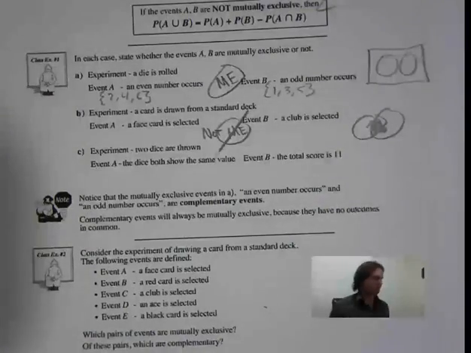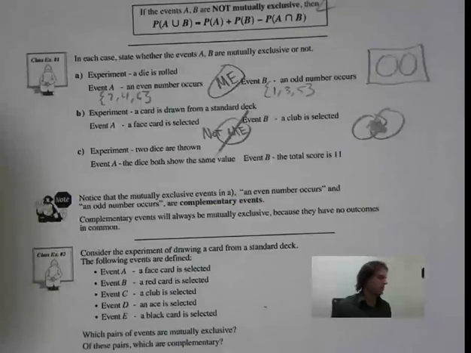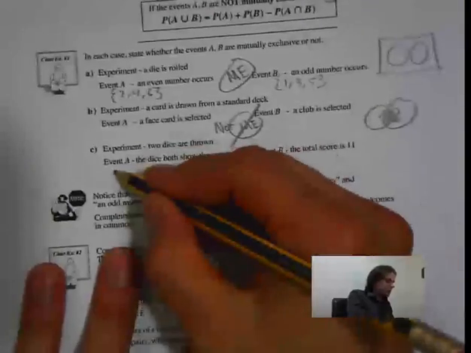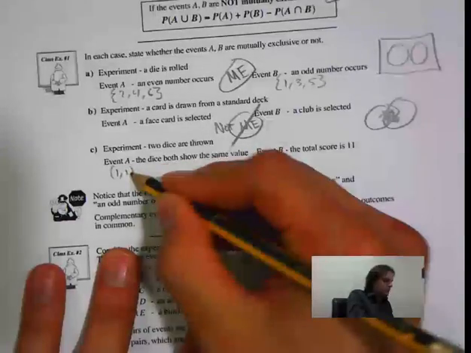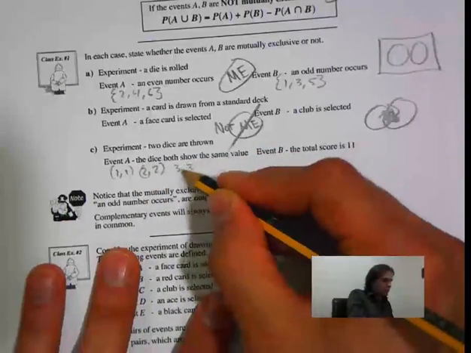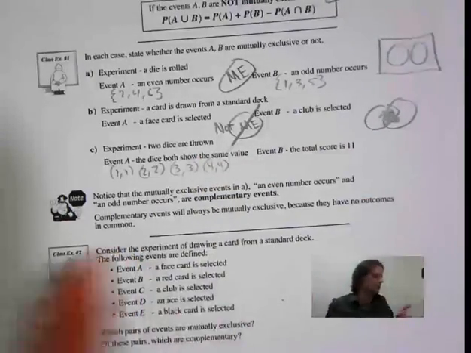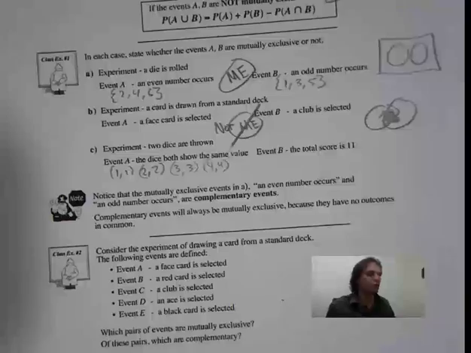Two dice are thrown. The dice both show the same value. So if we're throwing 2 dice, some examples are 1 and 1, 2 and 2, 3 and 3, 4 and 4, 5 and 5, 6 and 6. And then the total score is 11.